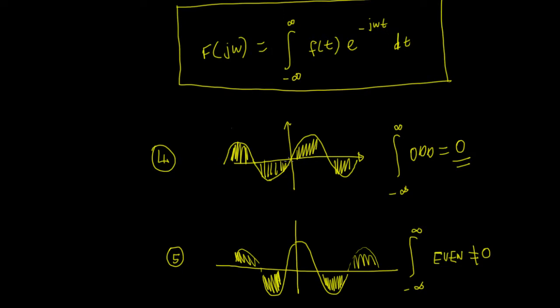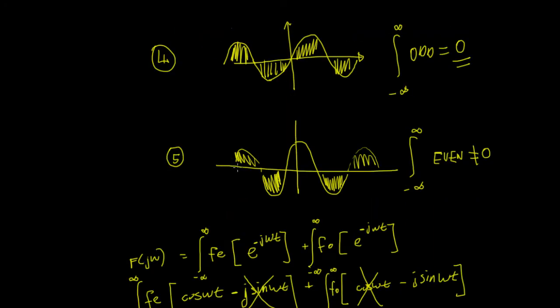So if we had an odd function of time, and we integrate an odd function from minus infinity to infinity, we get 0, because you can imagine this area here would cancel with that area, this area would cancel with that area, so all the areas would cancel with each other, okay, so you get a value of 0.